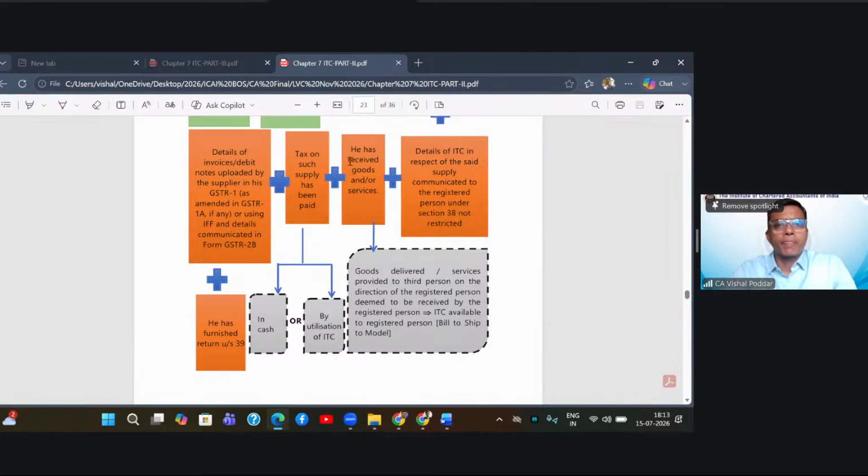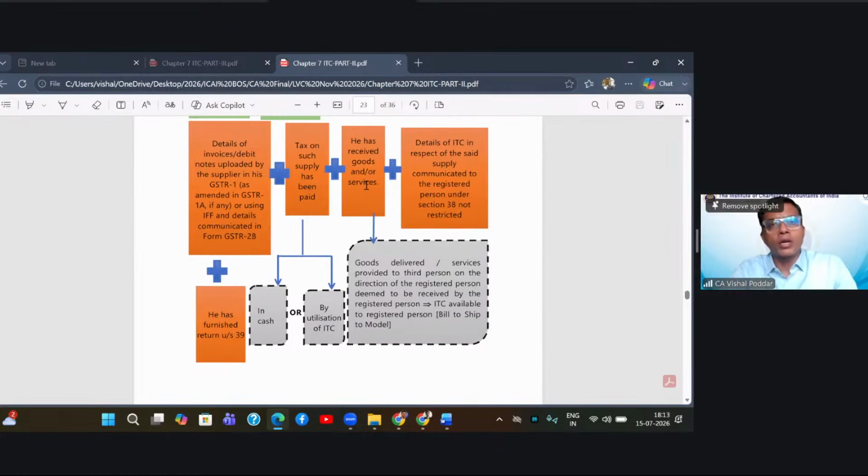Most important, the goods and services should have been actually received by you. Now, in case you have not received the goods and services, you will not be eligible to get the ITC. Now, in this relation, there are three important pointers to be kept in mind. First point is, what will happen in case of a bill to ship to model? Now, what is a bill to ship to model?